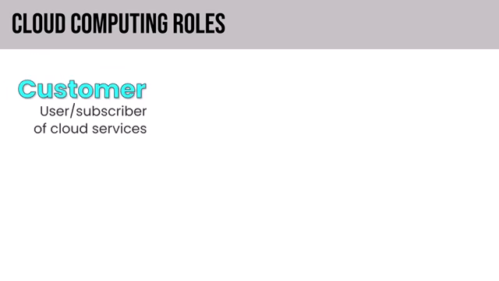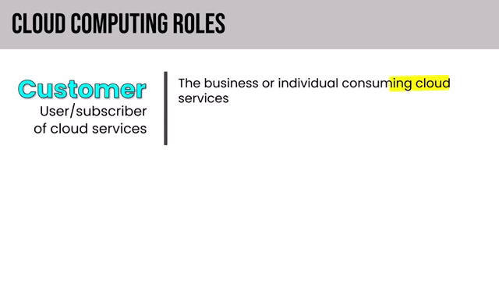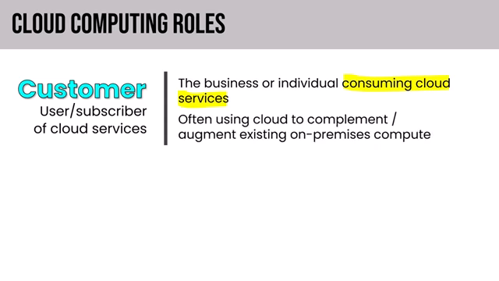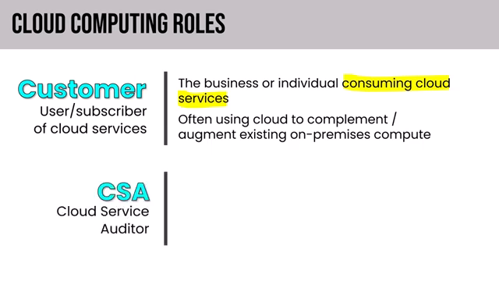Next, we have the customer. That's the business or individual consuming the cloud services from the CSP. They're often using public cloud to complement or augment existing on-premises compute, resulting in a hybrid cloud configuration, currently the most common cloud implementation. And then we have the cloud service auditor.